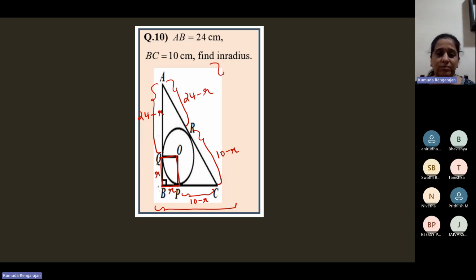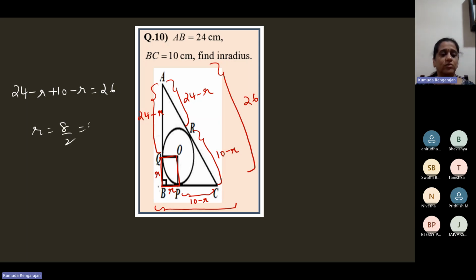But we know AC by Pythagoras theorem is 26. So there we have the equation: 24 minus R plus 10 minus R is equal to 26. So R is equal to 8 by 2, which is 4. So you can use this approach. Here we didn't use any formula. We're using the theorem that tangents from an external point of the circle are equal.